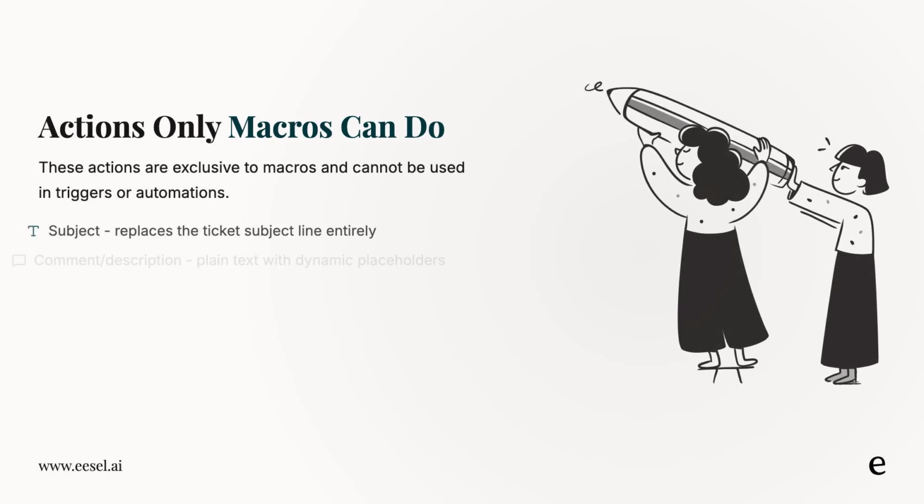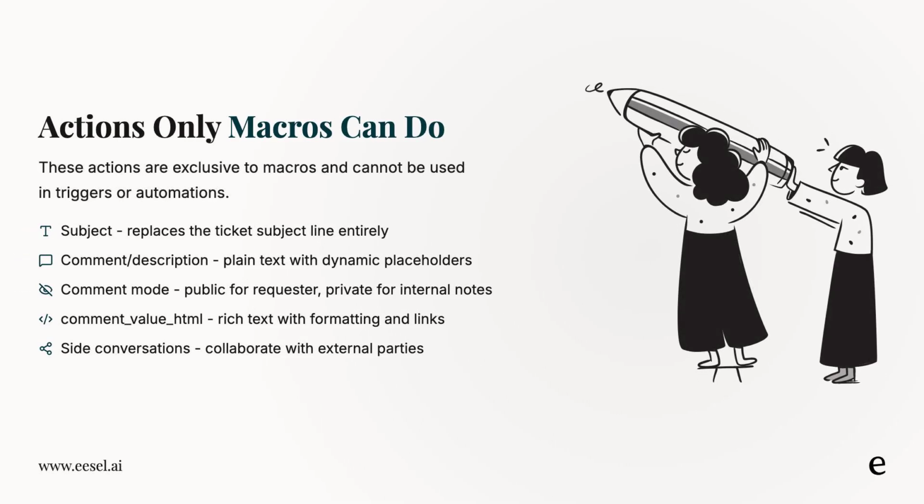5 actions are exclusive to macros and unavailable in triggers or automations. You can replace the ticket subject, add plain text or HTML formatted comments, control whether a comment is public or private, and even initiate side conversations with external parties, all in one macro.